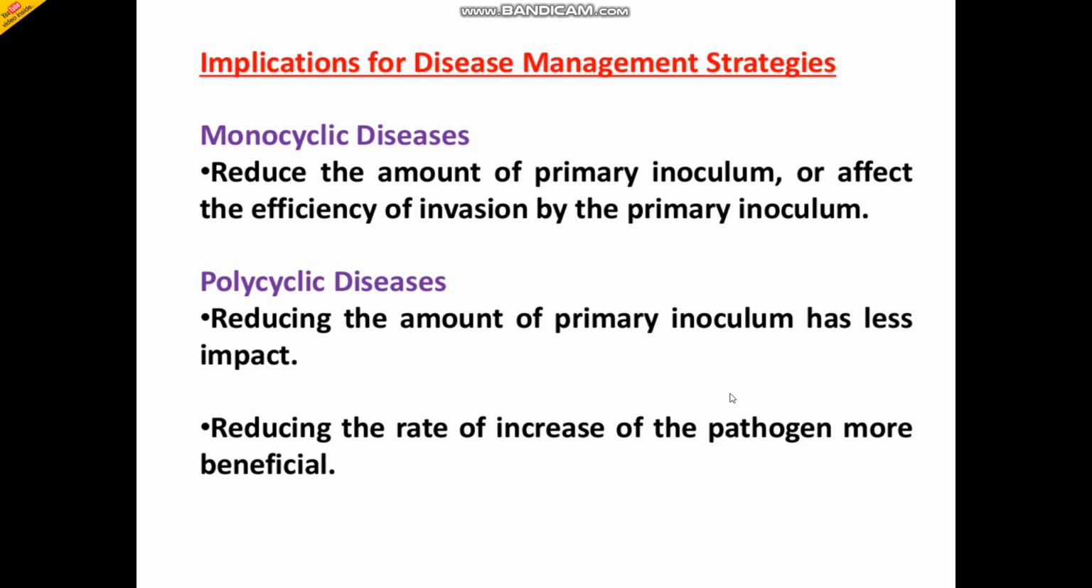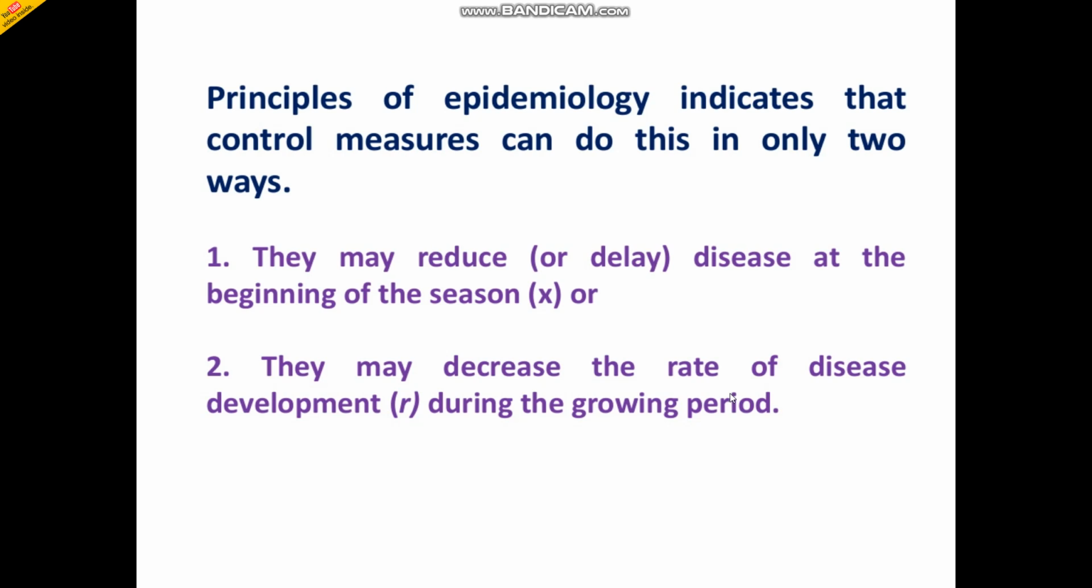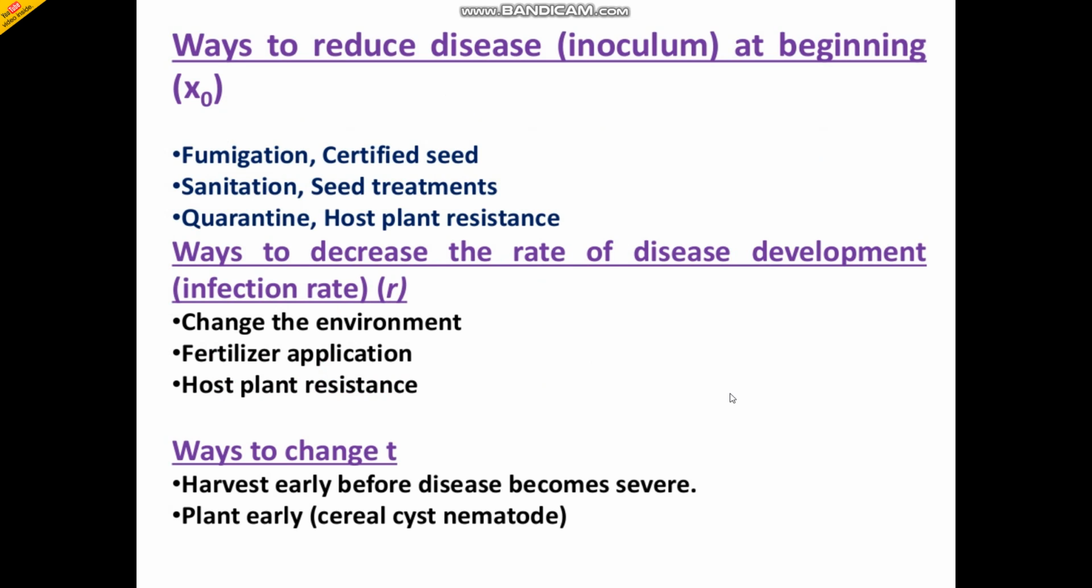Implications for disease management strategies. For monocyclic disease, reduce the amount of primary inoculum, which affects the efficiency of invasion by the primary inoculum. For polycyclic disease, reducing the amount of primary inoculum has less impact; reducing the rate of increase of the pathogen is more beneficial. The purpose of disease management is to prevent disease from exceeding some level where profit or yield is significantly diminished. The principles of epidemiology indicate that control measures can do this in only two ways. First, they may reduce disease at the beginning of the season. Second, they may decrease the rate of disease development during the growing period.